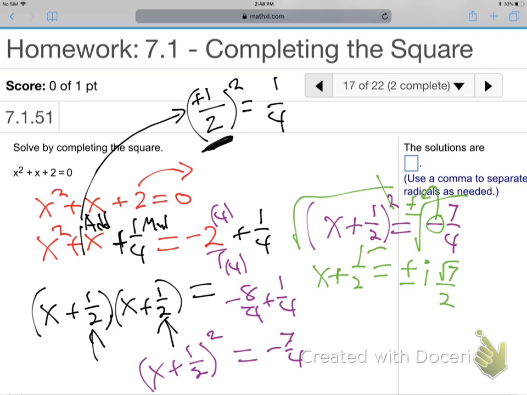Last step, jump the 1/2 over. Answer is -1/2 plus or minus i√7/2. There it is. Would they fault you if you just put the i in front of the square root 7/2, or no? You mean like over here to the right? Yeah, that's fine, because i times root 7, the order of multiplication never matters. Either way is fine on that.